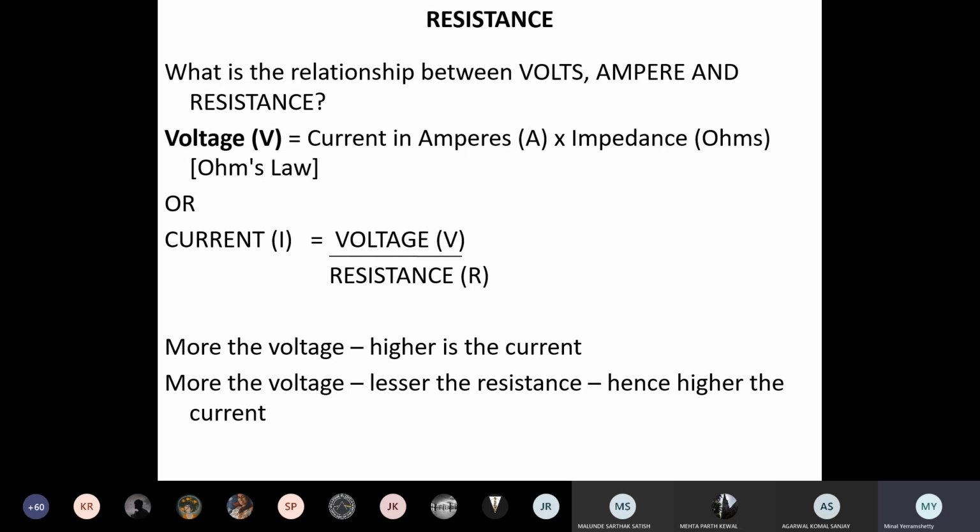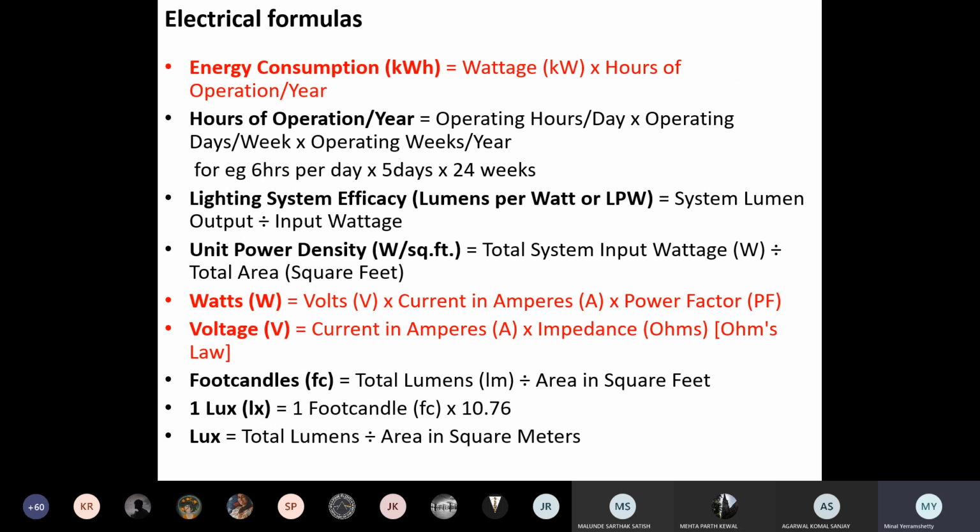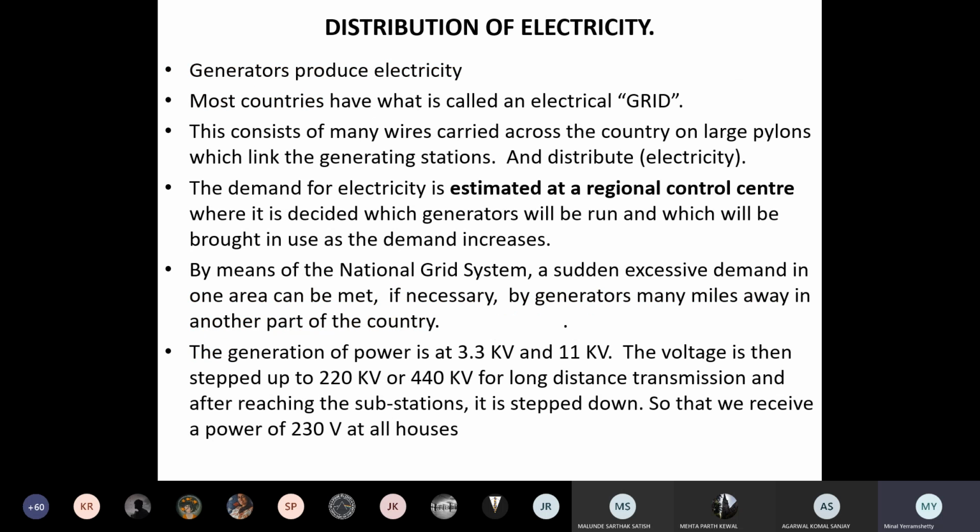Okay. So where did we finish last time? We finished all this, right? All the formulas we finished. Okay, so we were now at the distribution level, at how we were distributing at the building level, right? And we were talking about bus bar, right? So I remember now. So let's go there.